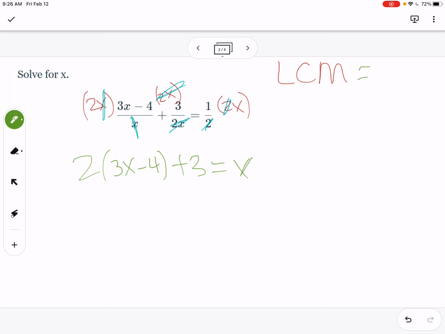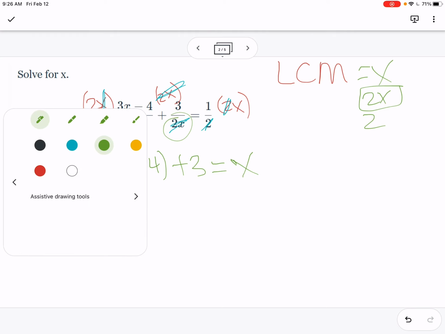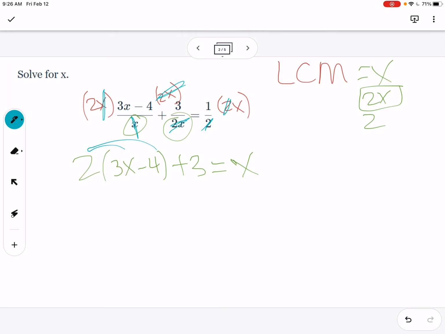And how did we find it? Well, there was an x and there was a 2x. Well, the 2x already had the x in common, and there was a 2. So the one that all of these would go into is that 2x, right? All 3 of those would go into 2x. Let me clean this up a little bit. Here we go. So go ahead and distribute. What is that? 6x minus 8 plus 3 equals x. 6x minus 5 equals x, because I combine those two.